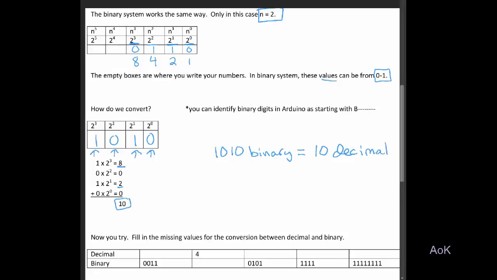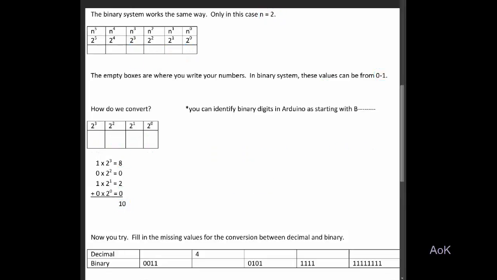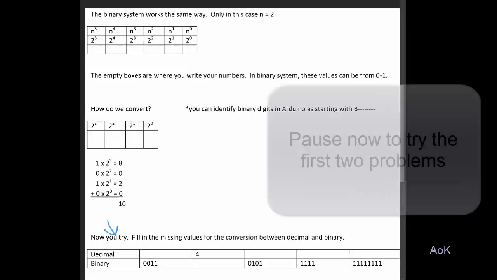You can find out if your Arduino code is using binary because before the binary digits, you often see the capital letter B. So you could have seen something like this, B1010. Now try these examples below. You can pause the video and try it out for yourselves, then come back to the video to see if you were correct.